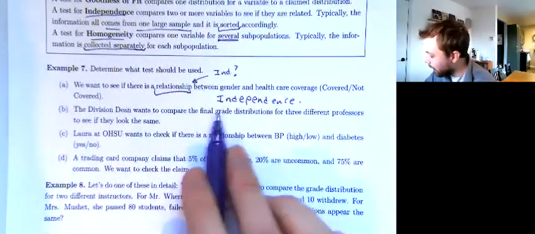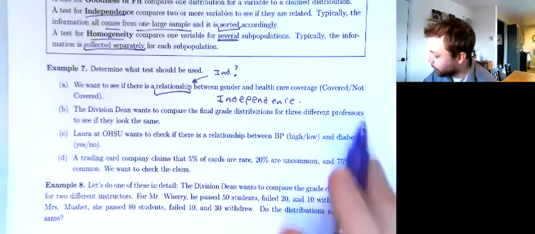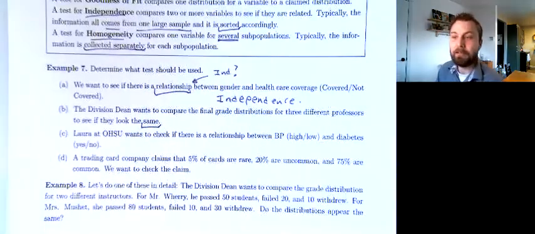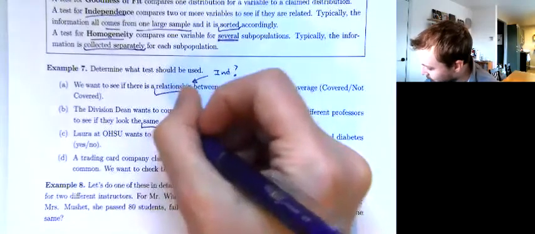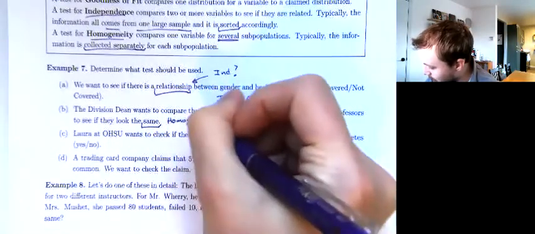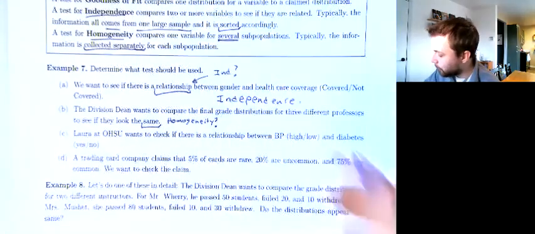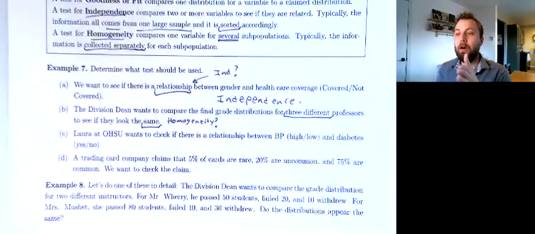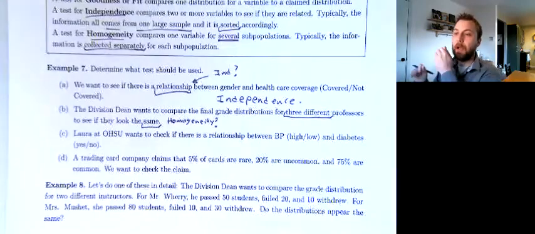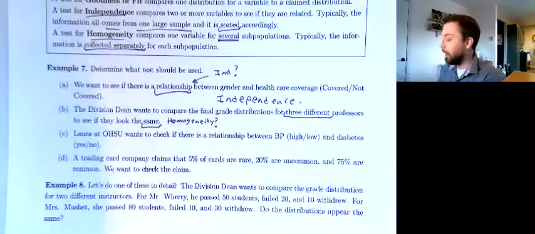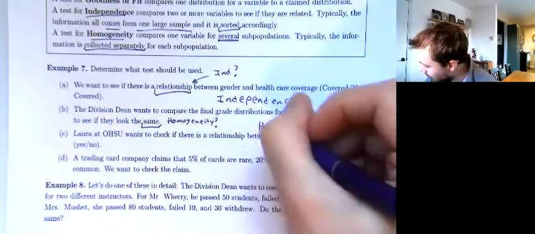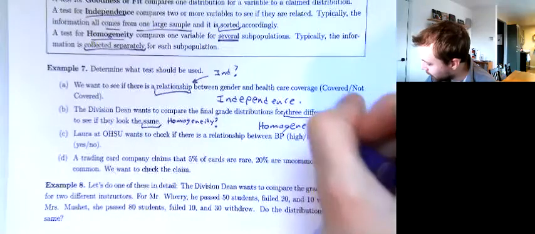Division Dean wants to compare the final grade distribution for 3 different professors to see if they look the same. The word same is a cue. If I'm trying to see if different things look the same, usually this is telling me something about homogeneity. Let's look for another cue. I'm collecting the data from 3 different spots. So I collected all for the first professor, then I have to go somewhere else and collect it all for the second professor, and then I have to go somewhere else yet again and collect it all for the third. So I see several small samples happening here. This is verifying for me that this appears to be homogeneity.